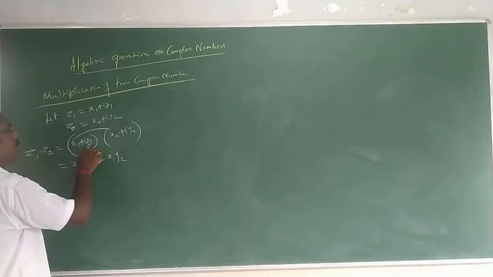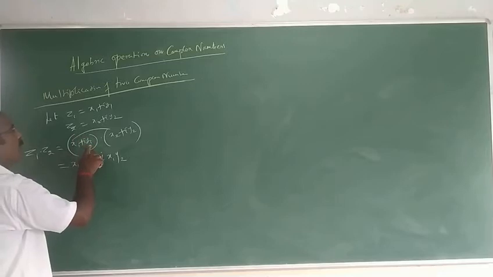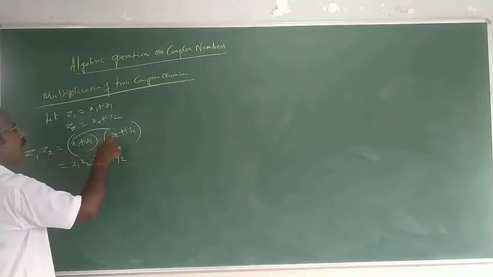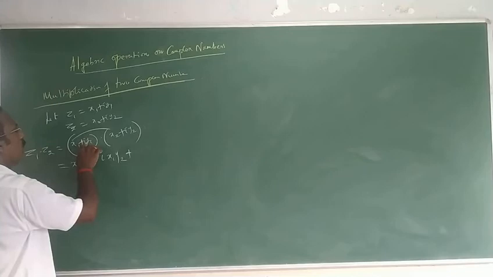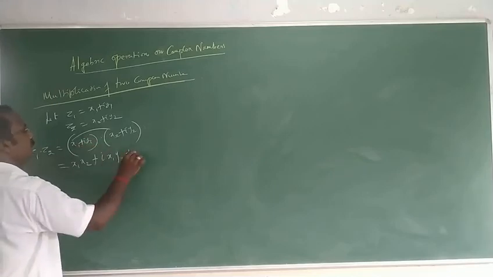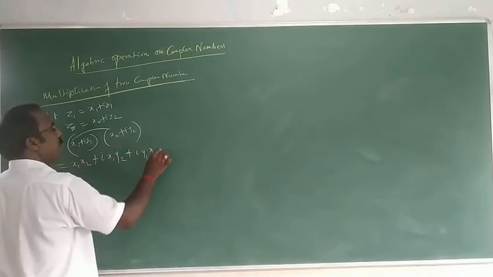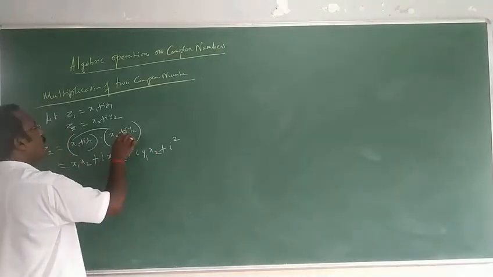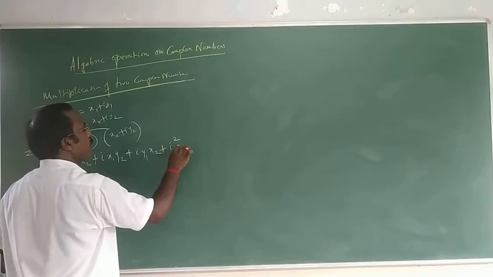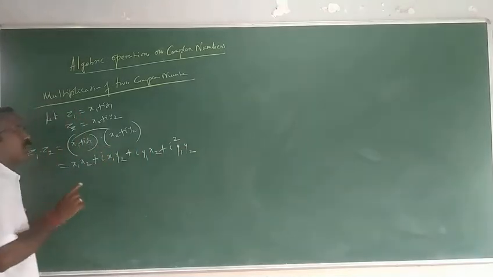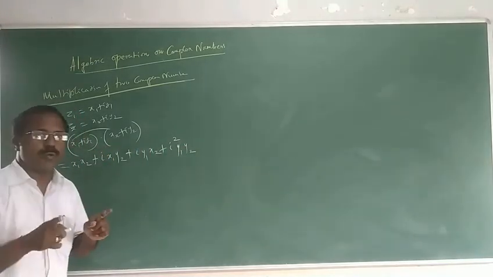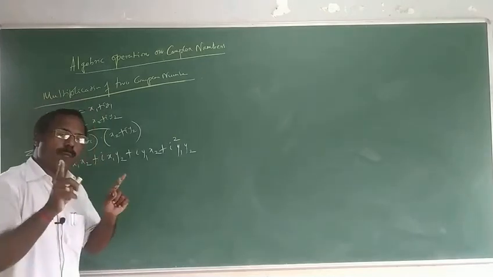Next take iy1. iy1 multiplied with x2 and iy2. So iy1 into x2 is iy1 x2. Next, i into i, that is i square, y1 y2. Here x1, y1, x2, y2 belong to R. R is the set of all real numbers.